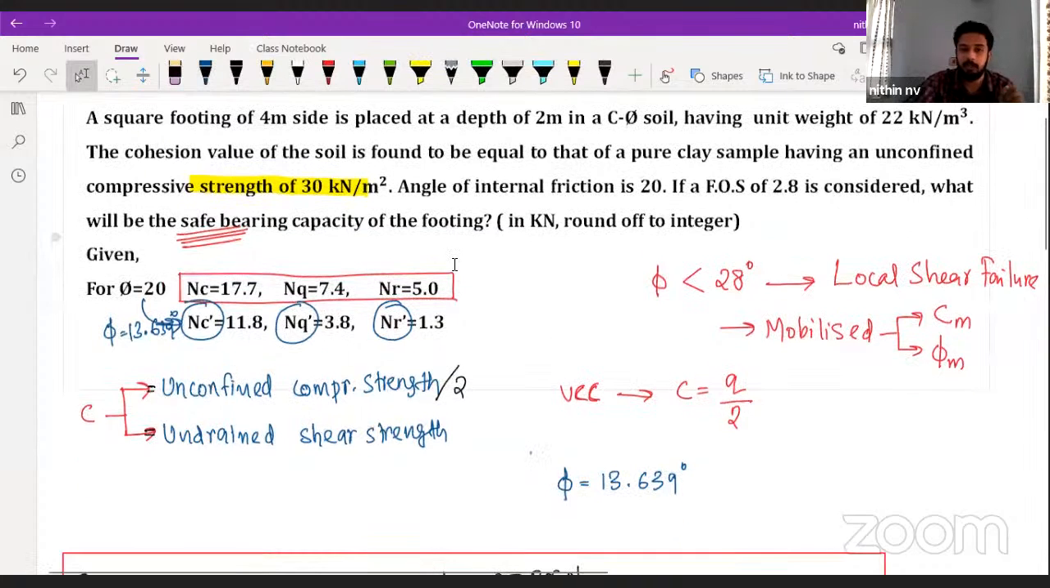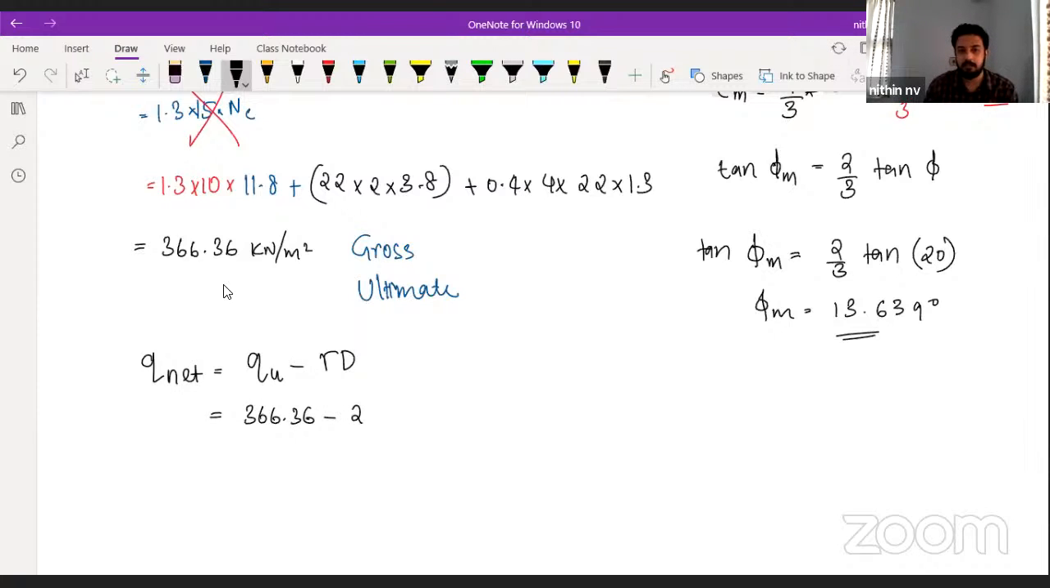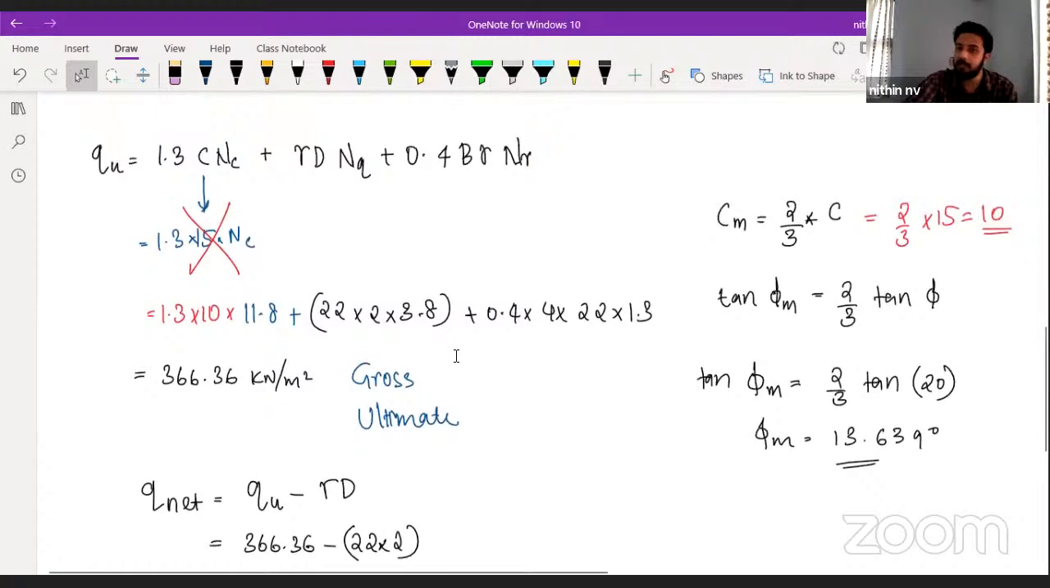One more thing I'm telling you. If they are asking what is the ultimate bearing capacity or the gross bearing capacity, this is the answer. If they are asking what is the net bearing capacity, what we have to do? Ultimate bearing capacity minus gamma D, which is nothing but 366 minus 22 into 2. This is our net bearing capacity. Now, if they are asking what is the safe bearing capacity, we have to divide with the factor of safety.